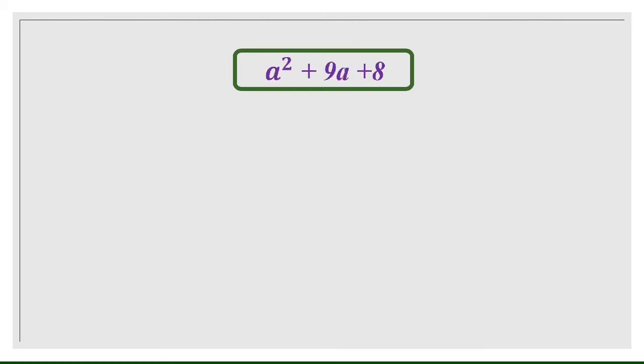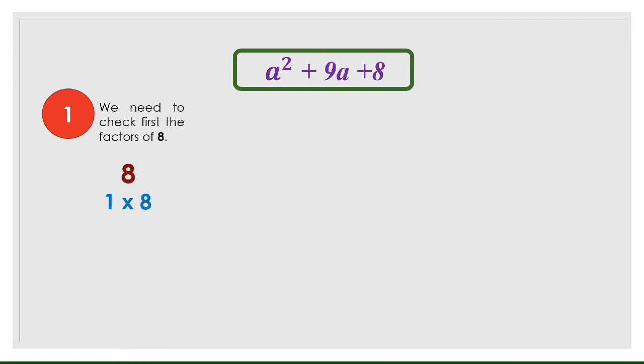So first, let's have the example a squared plus 9a plus 8. So the first step that you need to do is to check first the factors of 8. So kapag nakita nyo yung ganyan na expression, kailangan nyong i-check yung nandito sa dulo. Okay? So i-check nyo kung ano ang factors of 8. So ano nga ba ang mga factors ng 8? So we have 1 times 8 because 1 times 8 would give us a product of 8. We also have 2 times 4 because 2 multiplied by 4 is equals to 8.